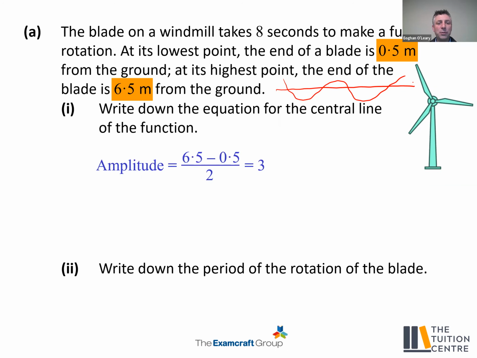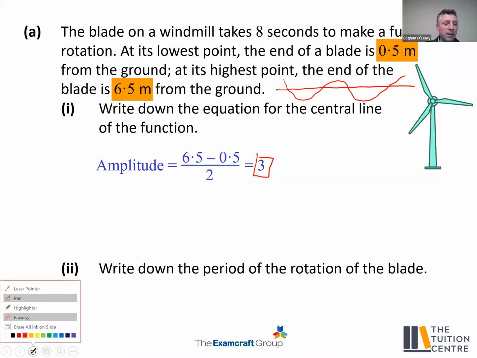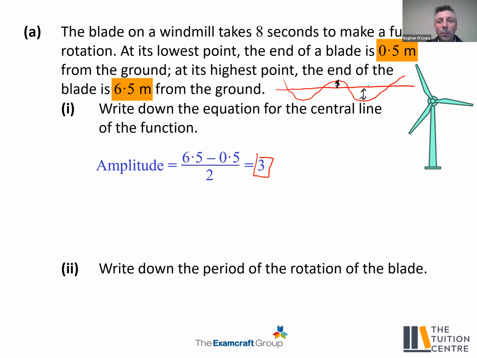Or you can work out the amplitude. The amplitude is found by getting the difference between the max and the min, 6.5 minus 0.5, which is 6, divided by 2, which is 3. So your amplitude would be the difference between the highest point and the midline, and between the midline and the lowest point. In both cases, that should be 3 if I draw my diagram correctly. So that'd be your amplitude.